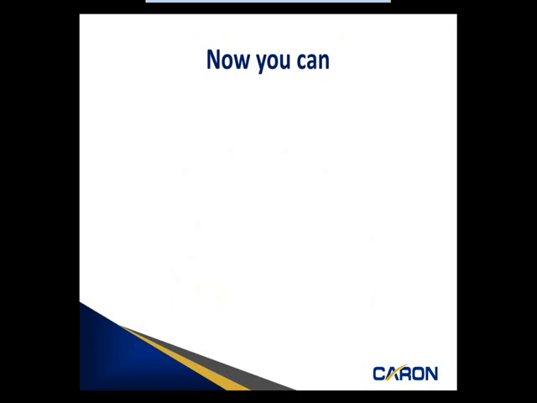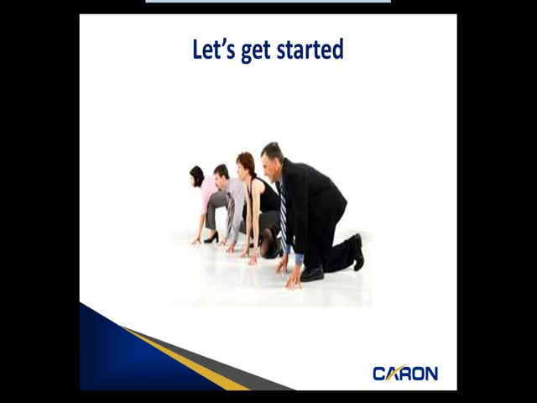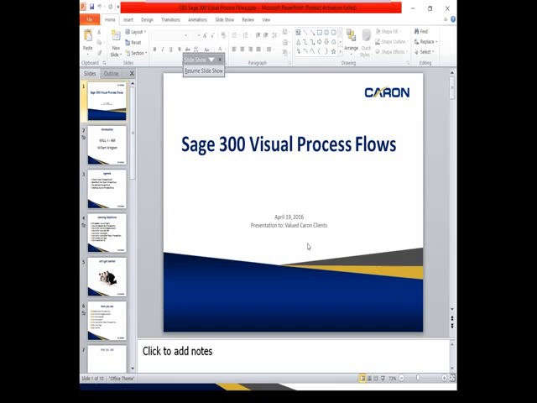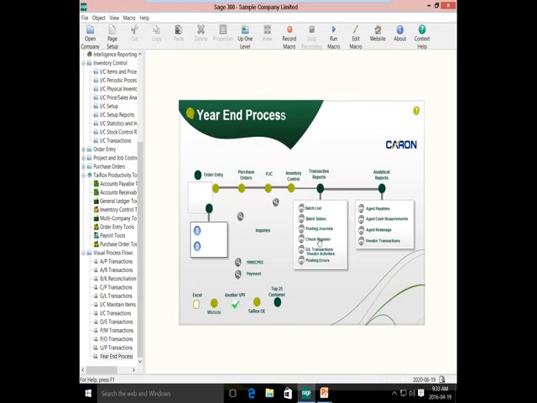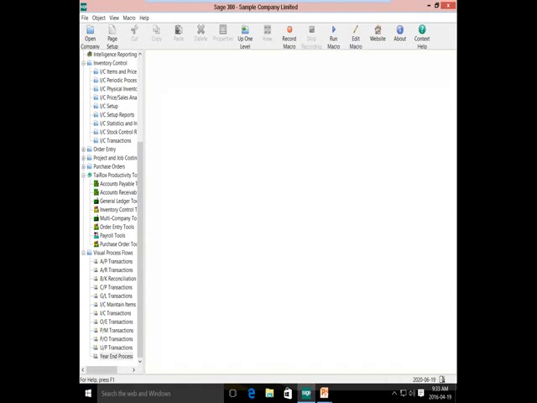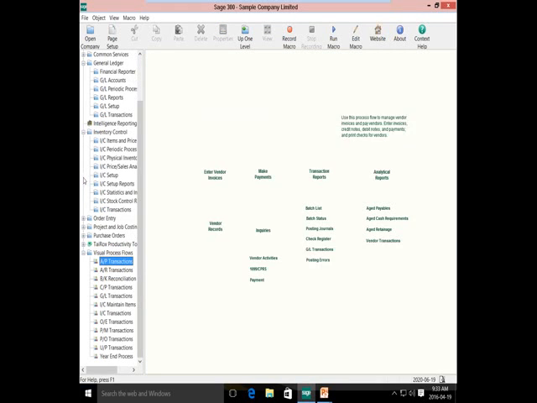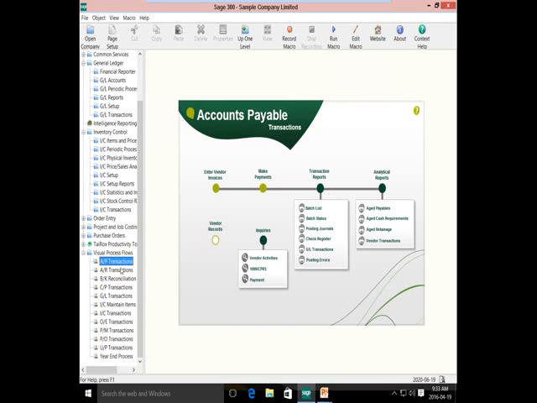So let's get started right away. I will close the PowerPoint for now and go directly to the product itself. What you see here is I have started customizing a visual workflow process. Usually at the end of the menu, you have some standard processes that come with the system, AP, AR, depending on what you have.